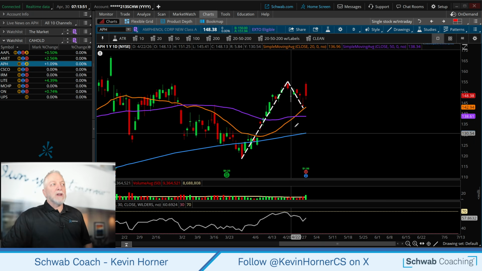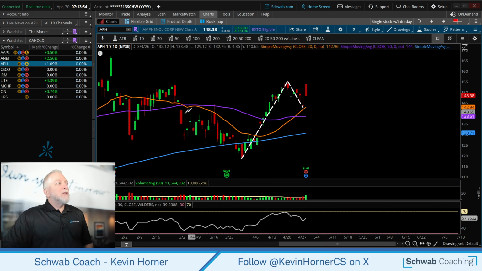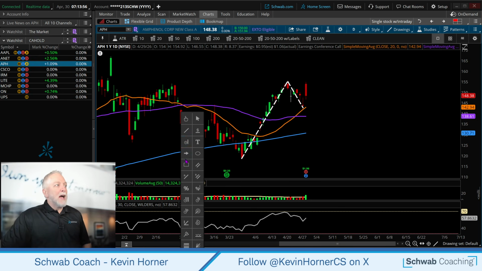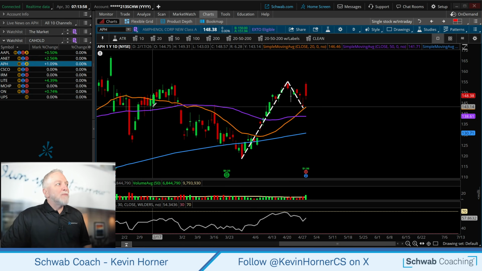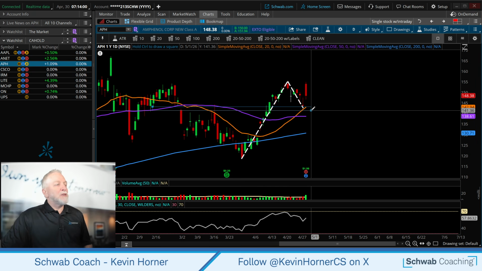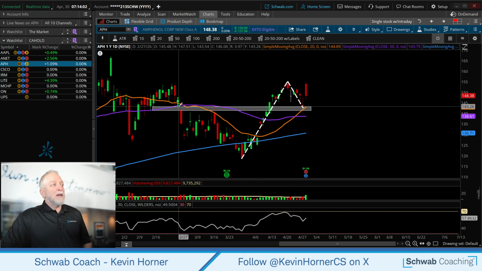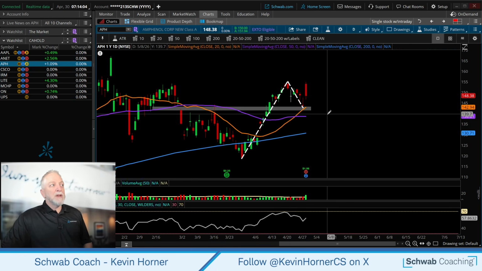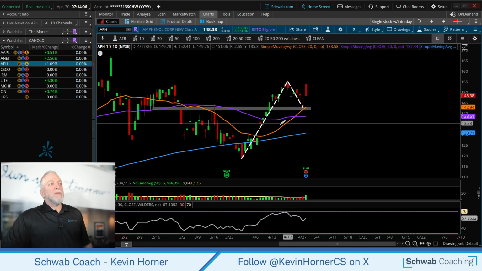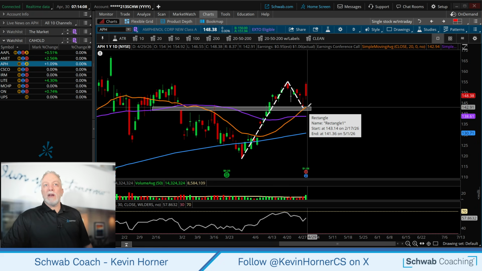If we were looking for consistency with that level, notice here it was also a gap at one point. So maybe we're looking at this as a support test because we've had prior resistance become potential support, and we have the coincidence with the 20-day moving average.